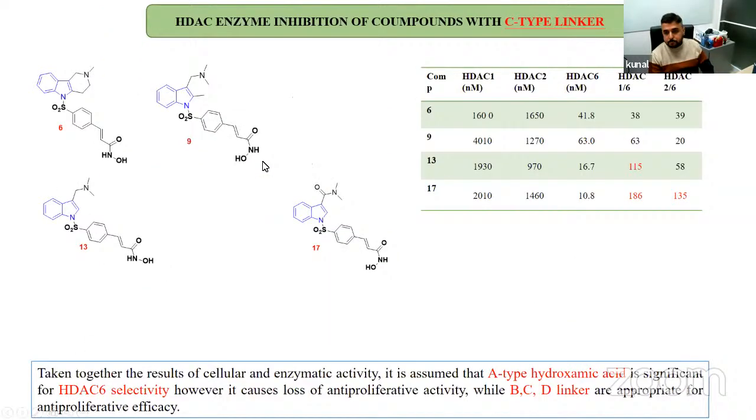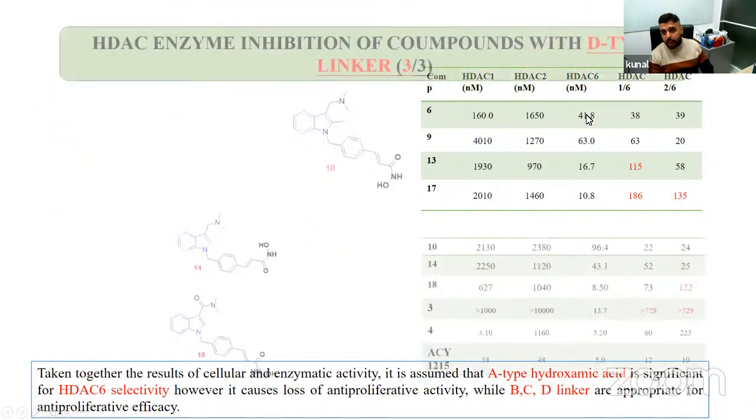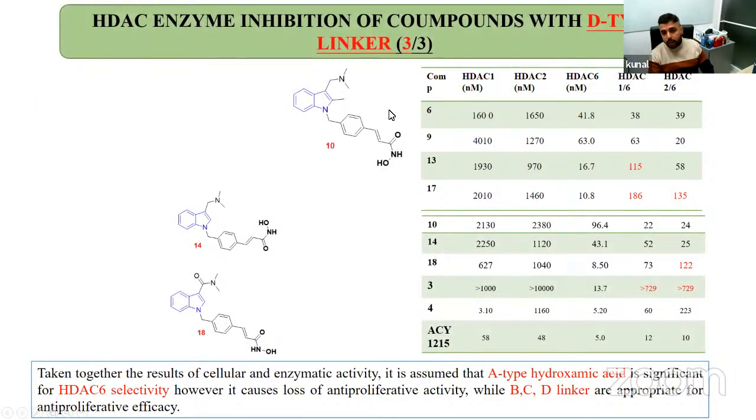We moved further. These are other compounds. You can just see 6, 9, 13. These are the compound codes, and they had this kind of a linker. You can see HDAC6 inhibition was maintained, though they were not as active as tubastatin. Compound number 10, compound number 14, and compound number 18, all with the same type of linker, different cap construct. I'll just discuss compound number 17.